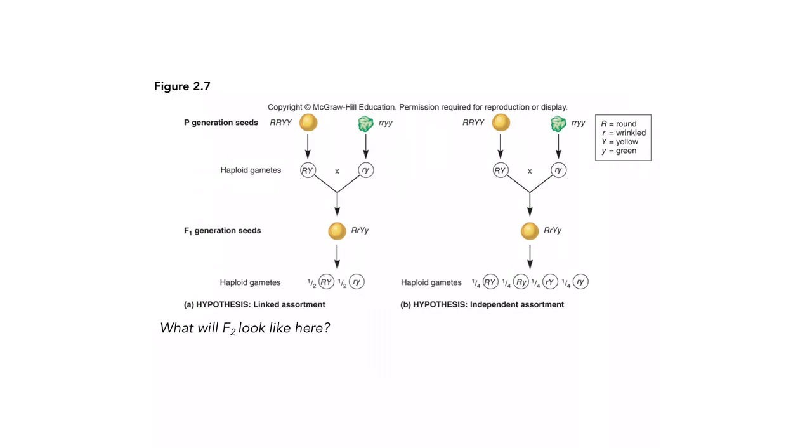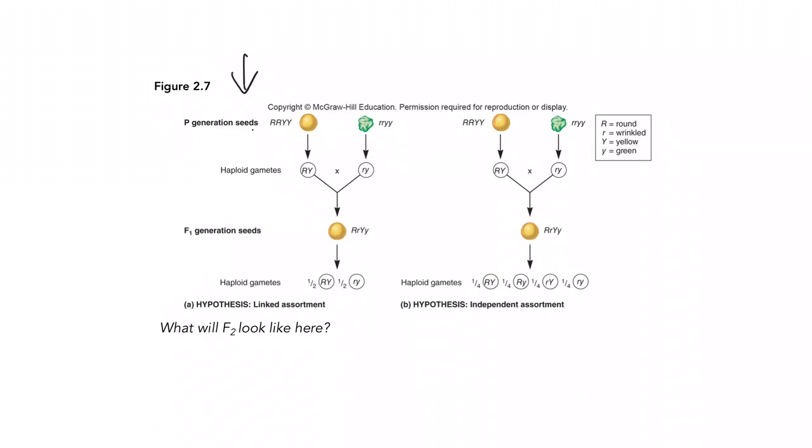Now, there's two possibilities, or two possible patterns of inheritance here. One is linked assortment, and that's on this side of the diagram or the figure. The second hypothesis could be independent assortment, which is diagrammed on the right side of this figure. So let's first talk about linked assortment and what it would look like in these subsequent generations.